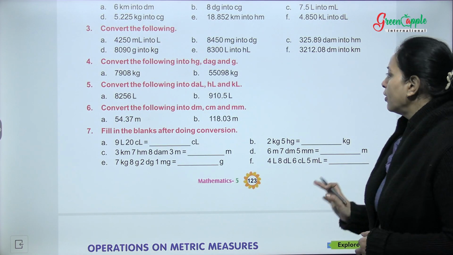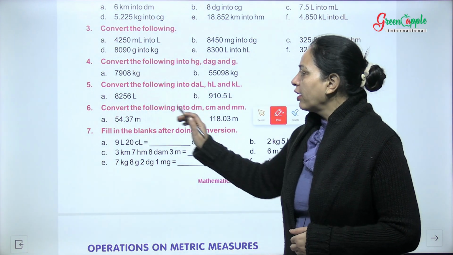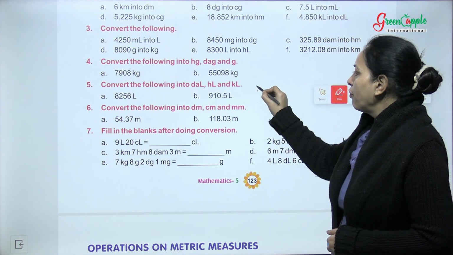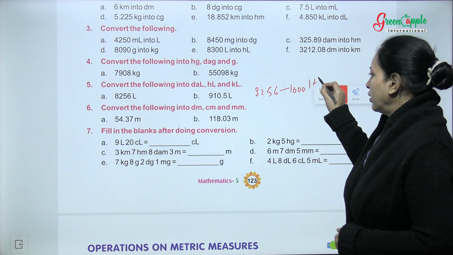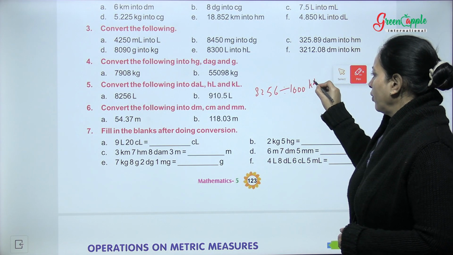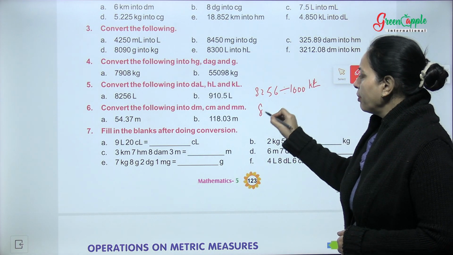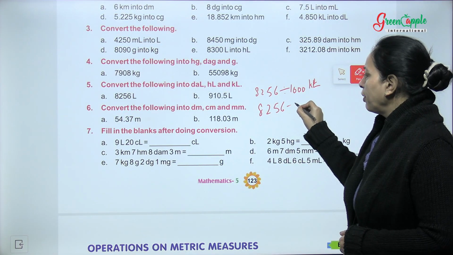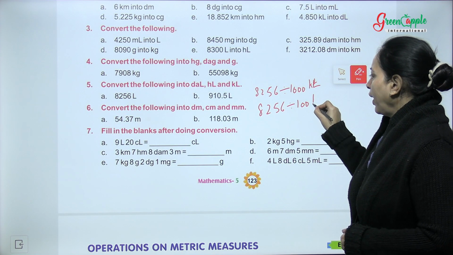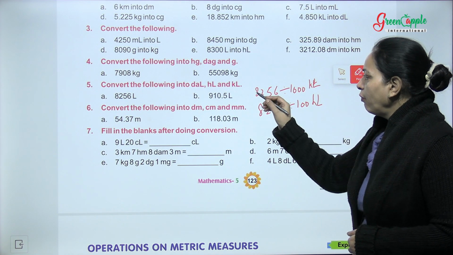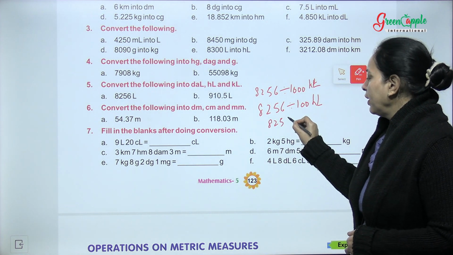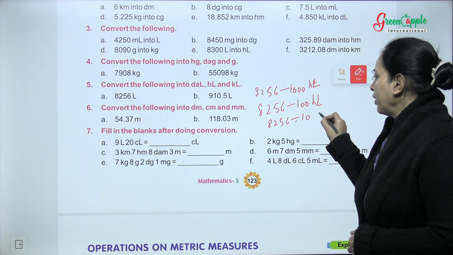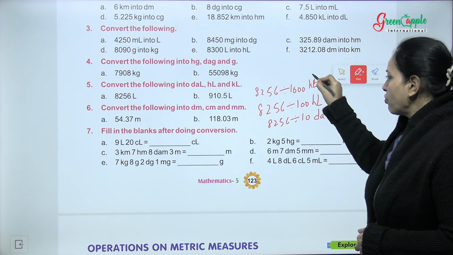8256 liter. To convert into kiloliter, what will you do? Divide by 1000. This is kiloliter. And if we have to convert into hectoliter, divide by 100 hectoliter. And if we have to convert into decaliter, divide by 10 decaliter. So just write the answer.